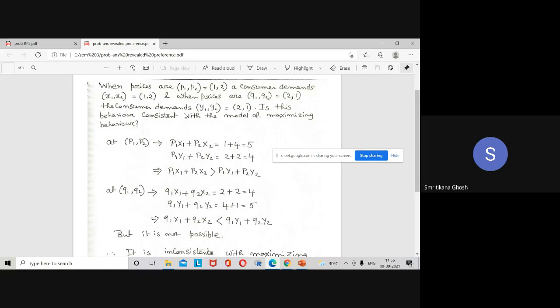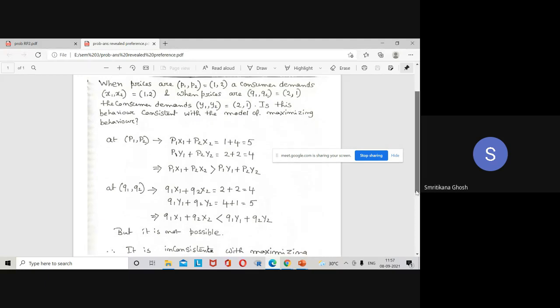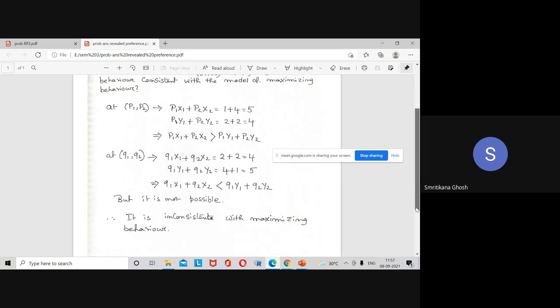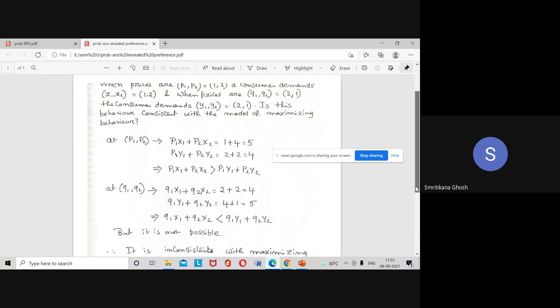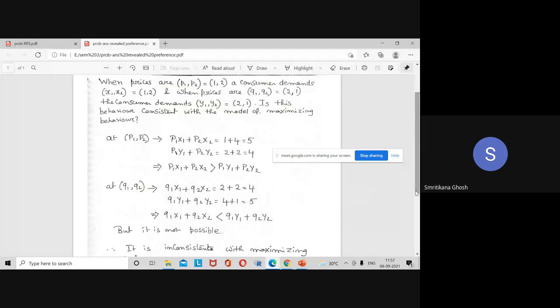Given the information, it is there. So what was the question? Is this behavior consistent? No, it is not consistent. Given the weak axiom of revealed preference, this behavior is not consistent. Look, it is not possible, it is inconsistent with the maximizing behavior. Any problem with this problem?